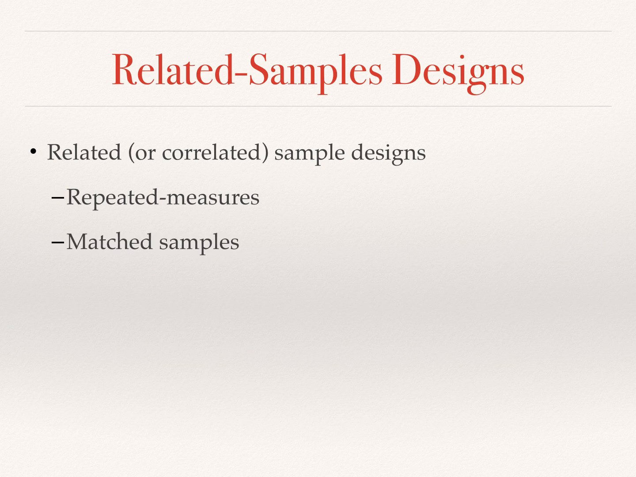We can also use this for matched samples. If we have matched two individuals up on some factor, say IQ or level of functioning, by creating that match, we've made them related in some way. We've created this relationship between those two scores. You didn't have an equal chance of being assigned to each group. Because we've created this relationship, we're going to be using the related samples design.